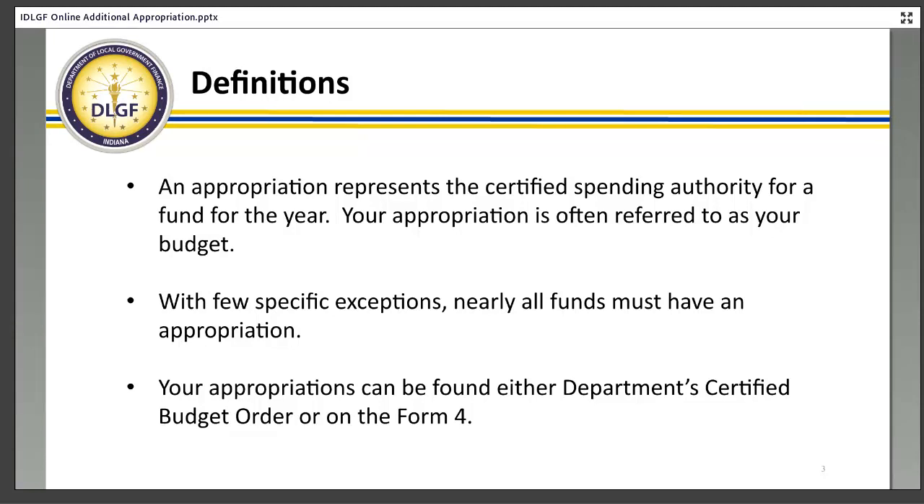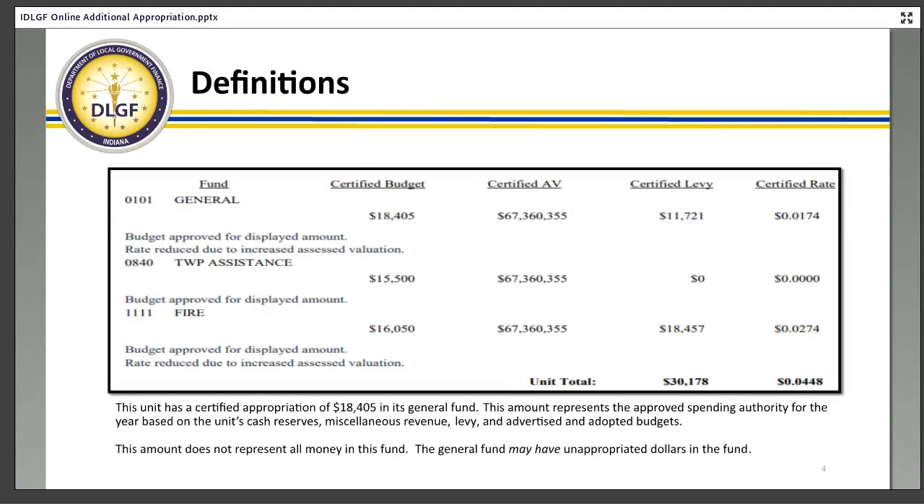This marks the first of three times during the course of the presentation where the department is going to separate funds and separate appropriations into those two groups, the DLGF certified ones and then the DLGF non-certified ones. All right. On this slide, we're going to take a look at what that DLGF certified budget order looks like. And while the focus of the slide is going to be the column labeled certified budget, while we're here, let's take a moment to talk about what else is being presented.